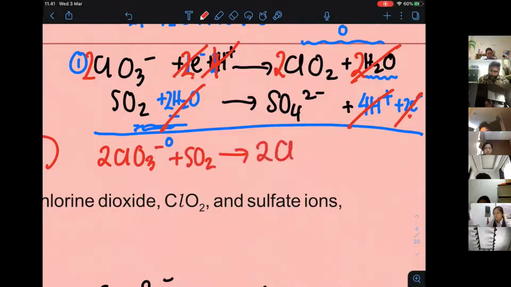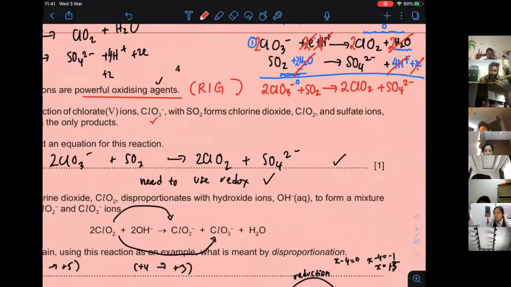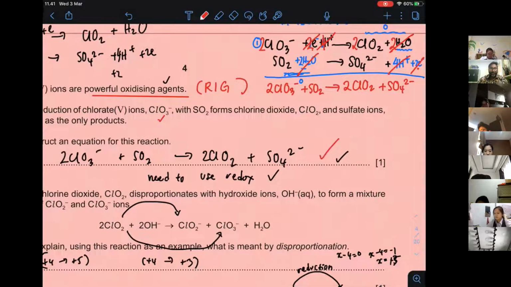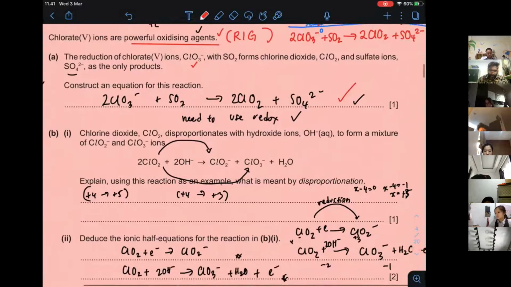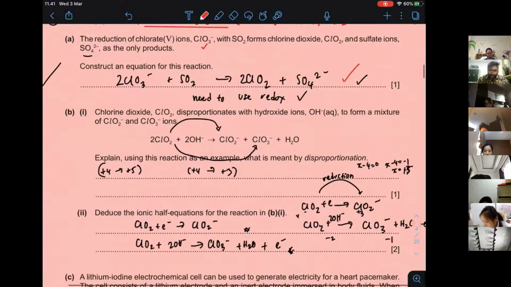Okay, so you will get this. So your work is just to put it over here, and that's going to be your answer. Okay, so that is how you balance, by using the information here and then trying to balance. Now the next question is going to be chlorine dioxide.